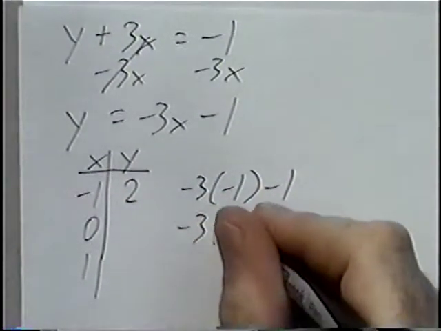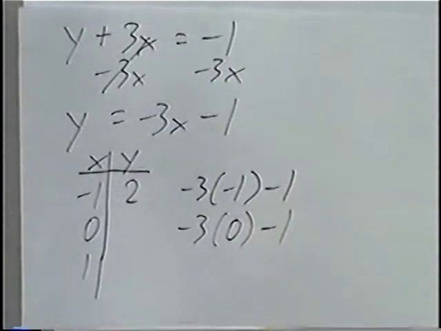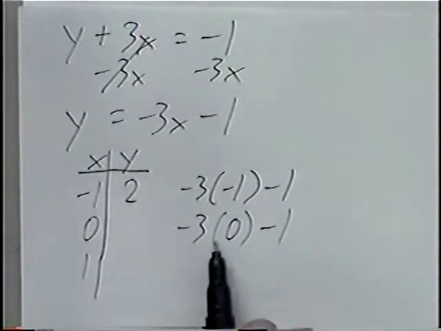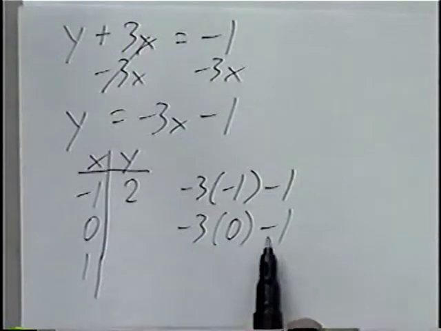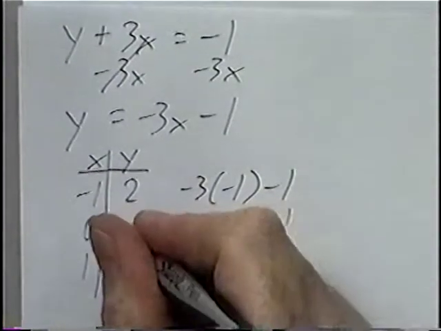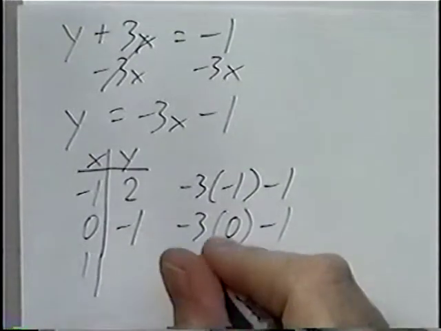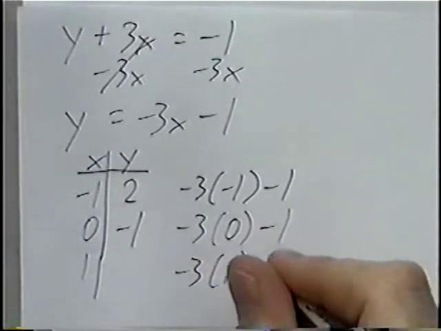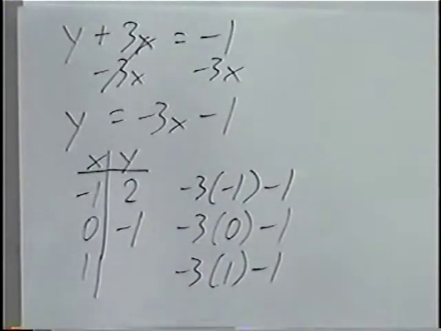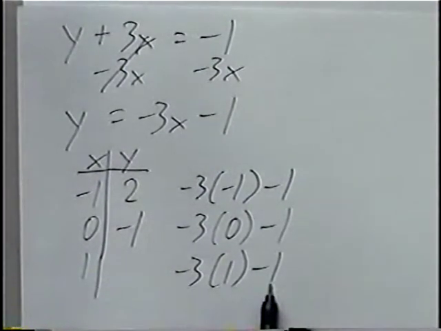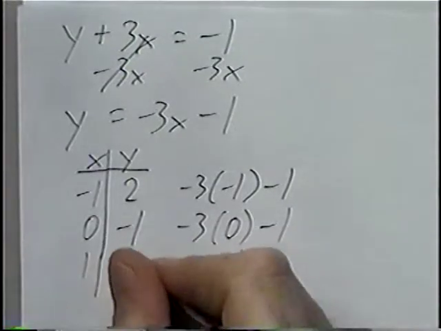Plugging a 0 in, -3 times 0 minus 1. -3 times 0 would be 0, minus 1 would be -1. And last point we'll do +1, -3 times +1 minus 1. -3 times 1 would be -3, minus 1 would be -4.